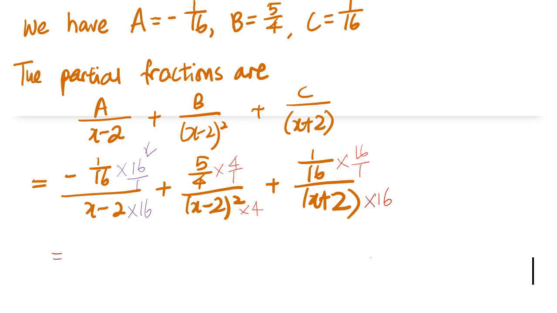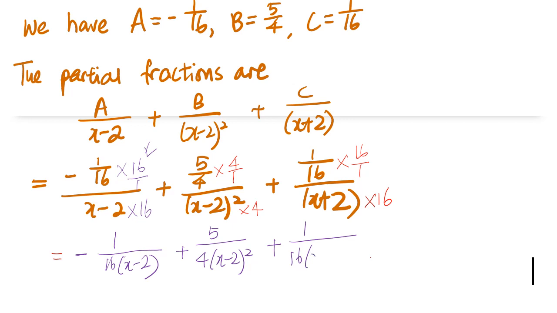Now the negative at the numerator, you can actually just put it in the middle. So 1 over 16 bracket x minus 2, then 5 over 4 bracket x minus 2 squared, and then 1 over 16 bracket x plus 2. So that will be our answer.